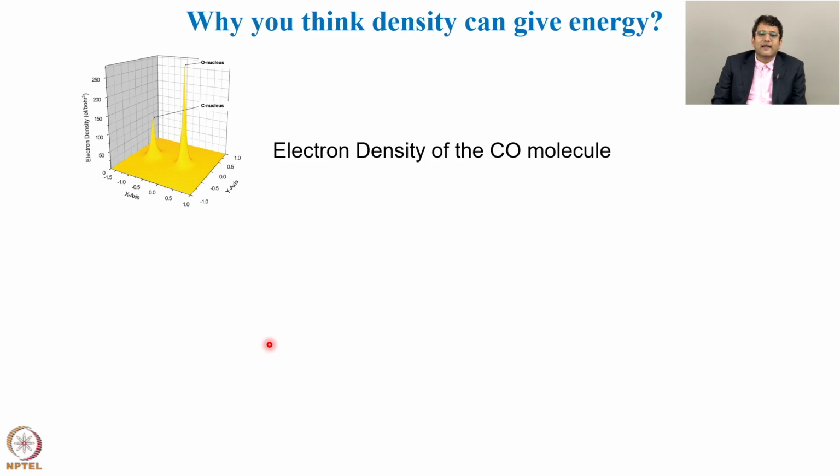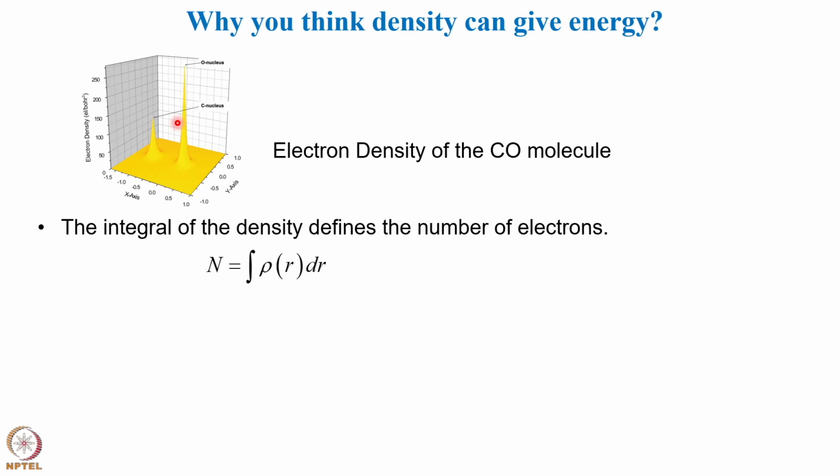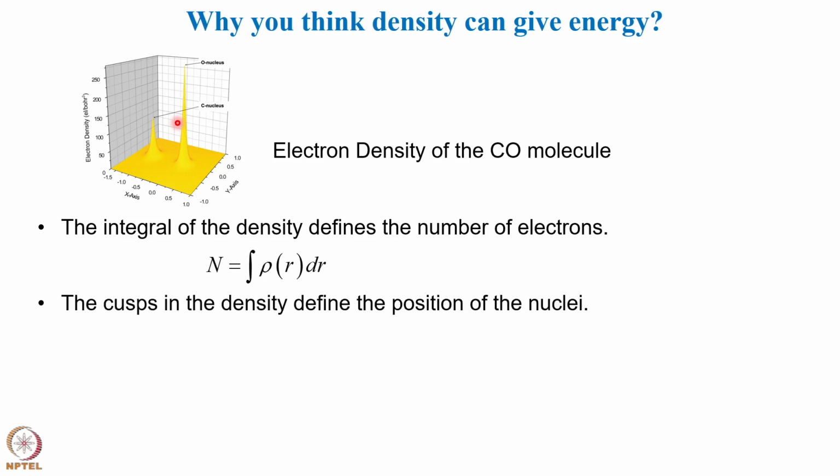Let us see. What is given here is the density profile of the CO molecule. I have plotted the density with respect to the position, and you can see there are two cusps. The cusp generally happens at the position of a nucleus. There are two nuclei, oxygen and carbon, so you see two cusps, and there is a height difference between the two cusps. If I get this density plot, the integration of the density will give me the number of electrons. That is clear. If I take the integral of rho of r dr over the entire volume, the total number of electrons will be N.